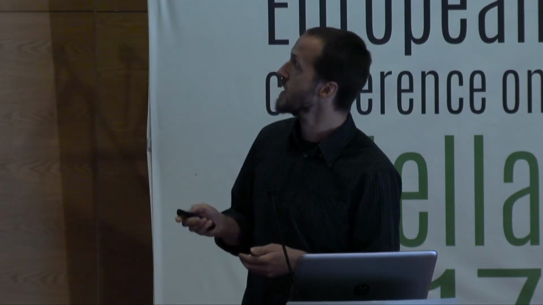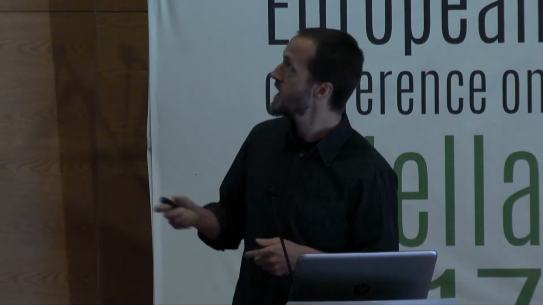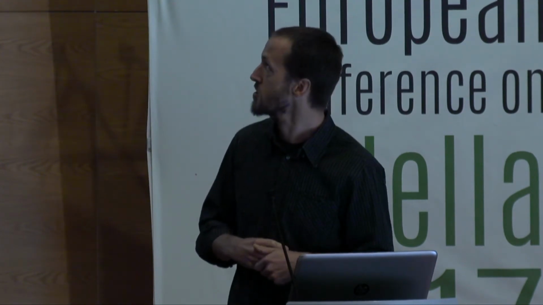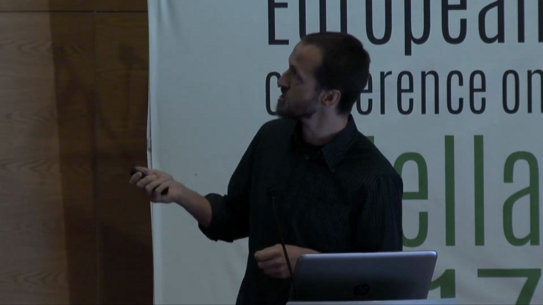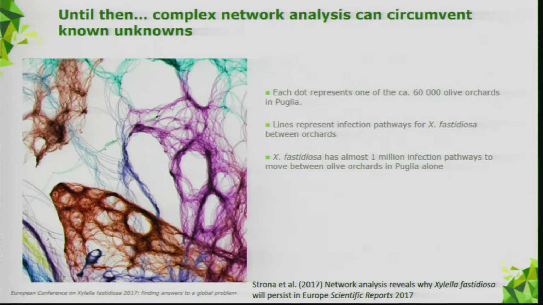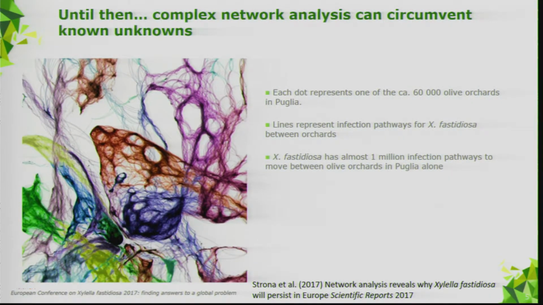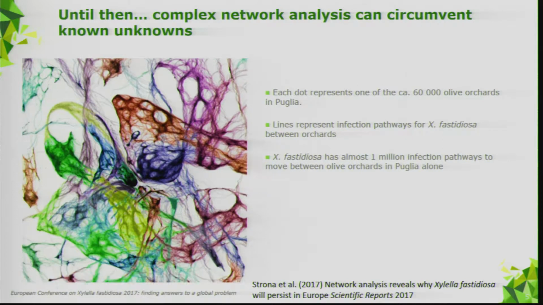In Puglia, the network, with the data we have, consists of about 60,000 nodes, which in this case is equivalent to an olive orchard, and those connectors in network speak would be called edges. And we showed that Xylella has more than 1 million infection pathways through the olive landscape of Puglia.